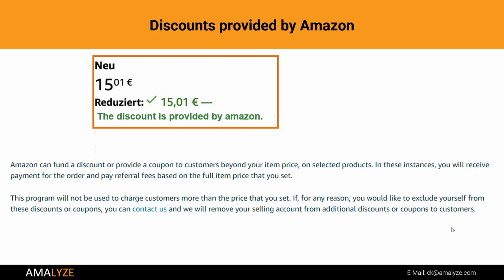If for any reason you would like to exclude yourself from these discounts or coupons, you can contact us. Click on Contact Us, and we will remove your selling account from additional discounts or coupons to customers. You cannot remove one product. You have to remove the complete brand or account from that.